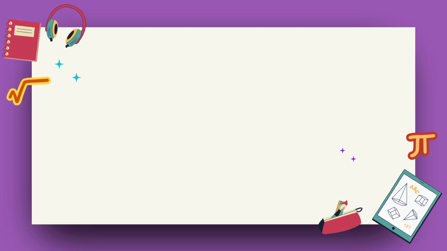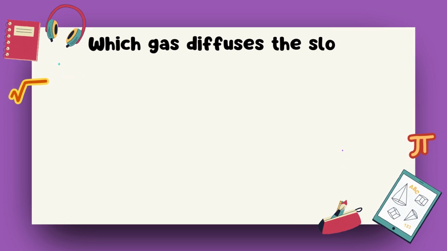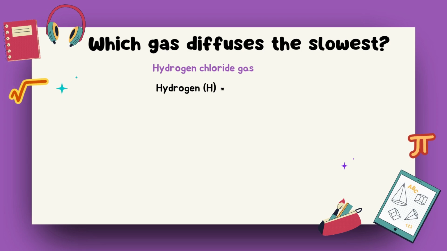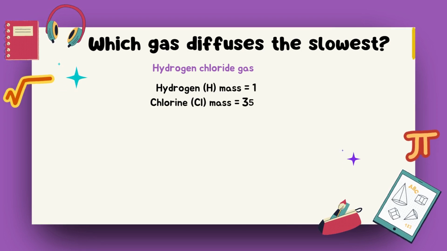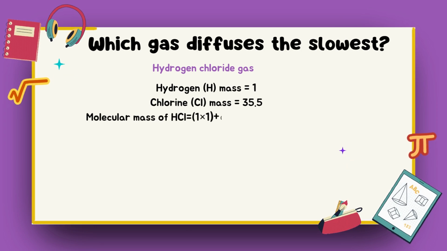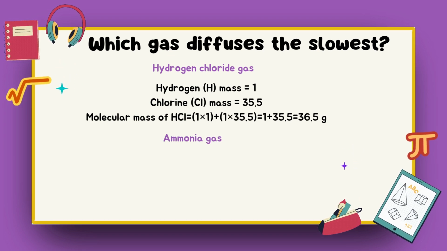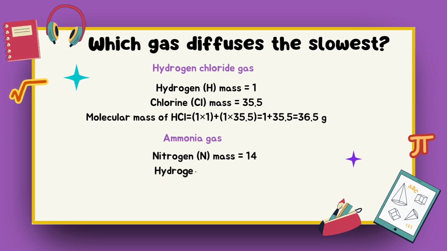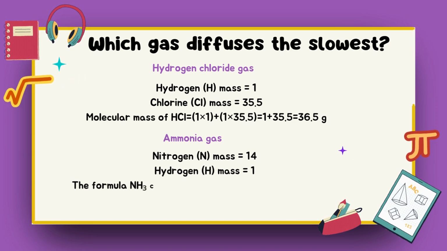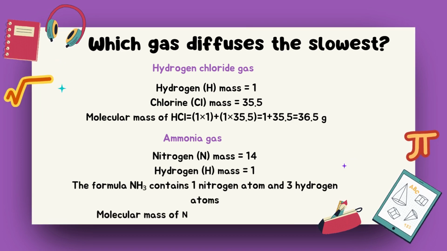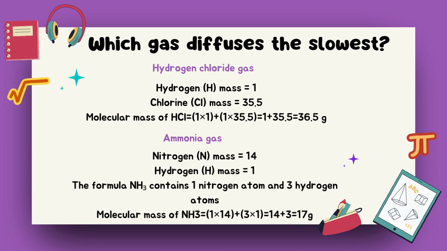Now which gas diffuses the slowest? Hydrogen chloride gas or ammonia. Hydrogen has a mass of 1. Chlorine mass is 35.5. The molecular mass of hydrogen chloride will be 1 into 1 for hydrogen and 1 into 35.5 for chlorine, which makes total 36.5. For ammonia, nitrogen mass is 14, hydrogen mass is 1, ammonia is NH3, so for nitrogen 1 into 14, and for 3 atoms of hydrogen 1 into 3, which makes total 17. So out of these two, the slowest one will be, yes, you are right, hydrogen chloride, because its mass is more than ammonia.